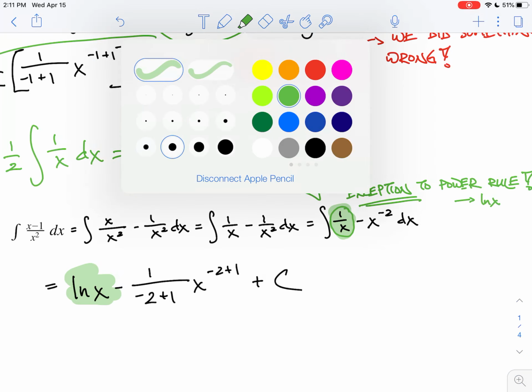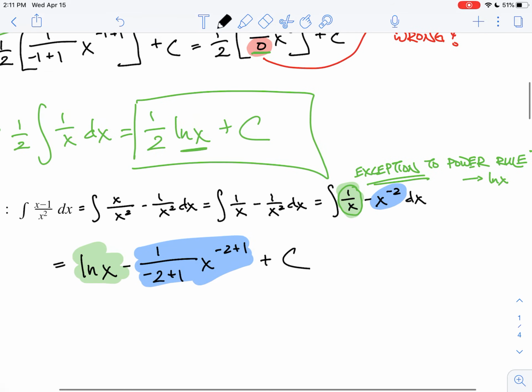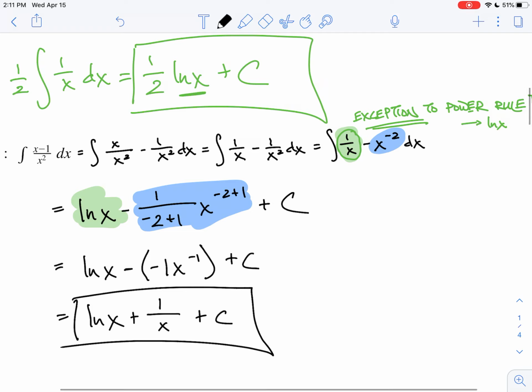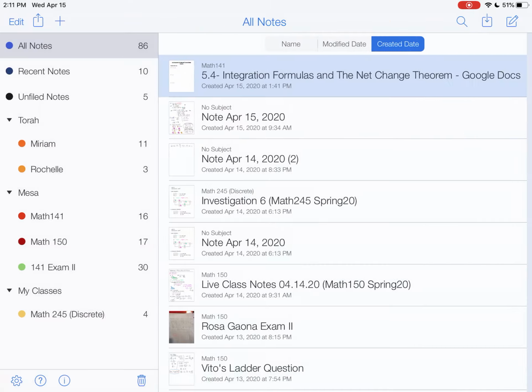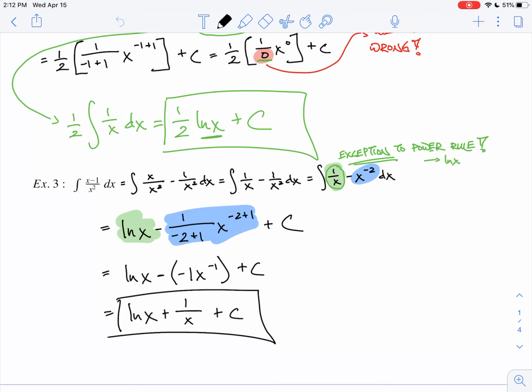So to clarify, this 1 over x became the natural log after the antiderivative, and x to the negative 2 became this thing after I took the antiderivative. And so when I clean this up, I get natural log x minus negative 1 x to the negative 1 plus c, or I could write natural log x plus 1 over x plus c. And that would be my solution for example number 3.